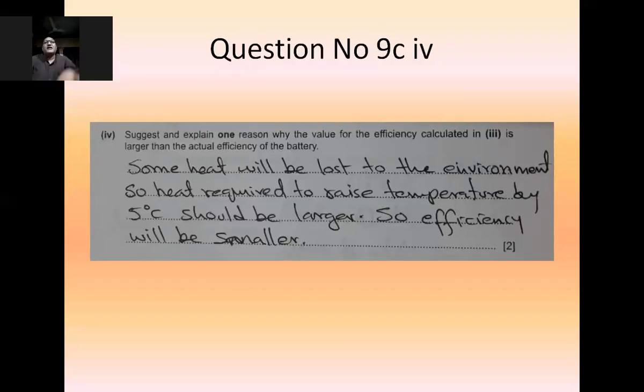Then the efficiency will go down, obviously. So the efficiency will be smaller. The actual efficiency will be smaller than the efficiency which we calculated, because we have not included that heat which was lost to the surrounding. And that heat was provided by the battery. So the waste energy will become larger, so the efficiency will go down.